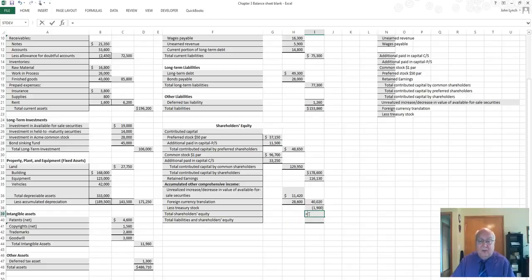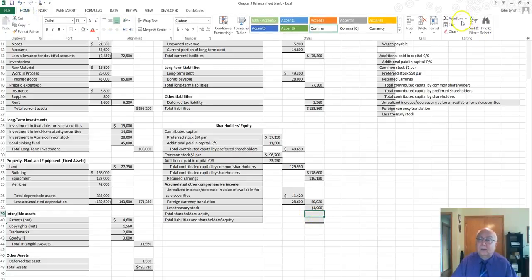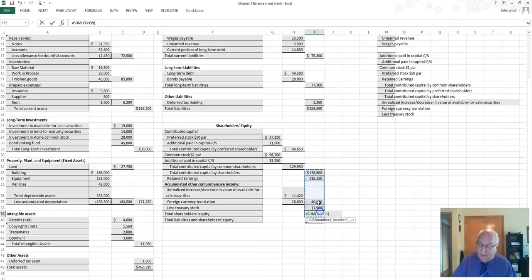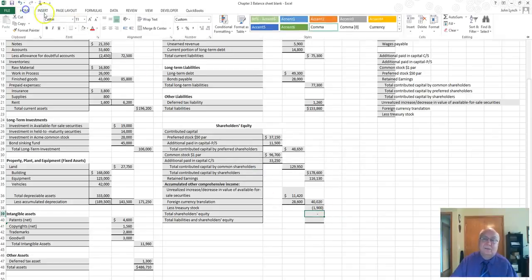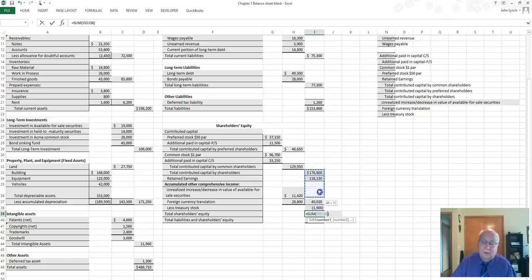And then total stockholders' equity is, let's do it this way, equal summation. This would be easier. It's those added up. Oh, what did I do? Hit it again. Okay, try this again. Equal summation. There we go. 332,850. And then to get the total, we take the total liabilities plus stockholders' equity, and it gives us 486,710, which is equal to our balance sheet, so everybody's happy.